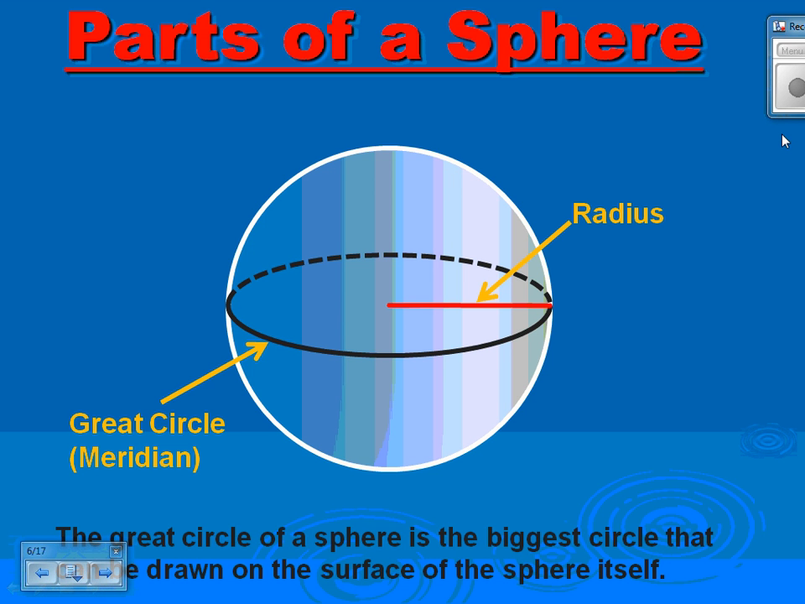Okay. So to help you in your definitions, I want you guys to write this right now. The great circle of a sphere is the biggest circle that can be drawn on the surface of the sphere itself. If you need a pause, press pause now. If not, I will go to the next slide.